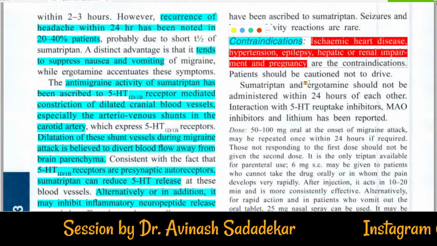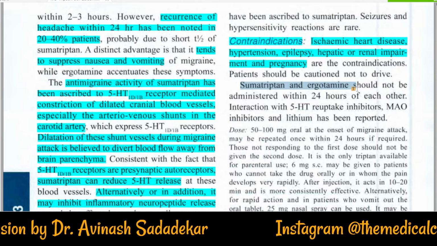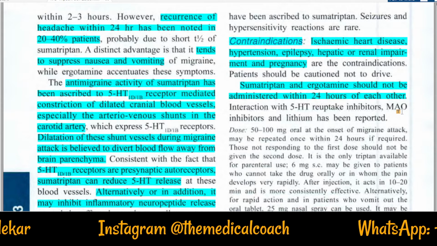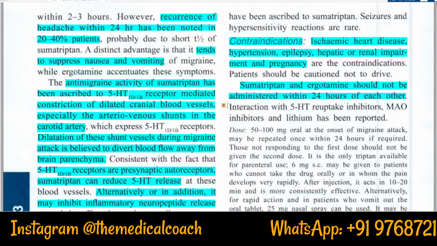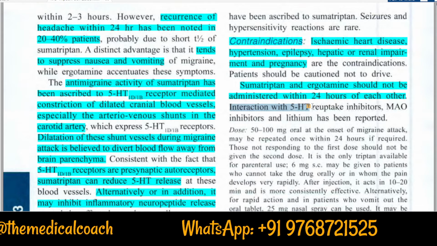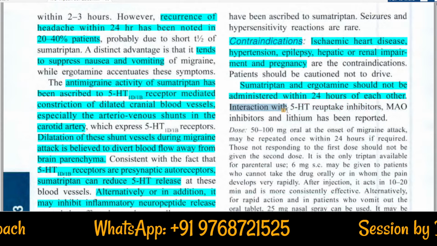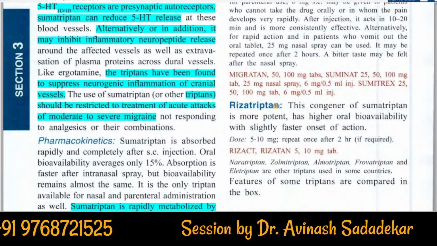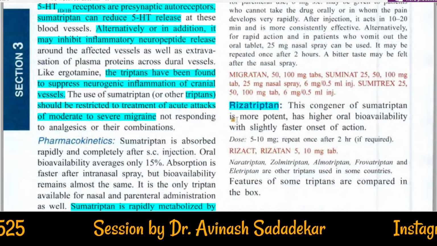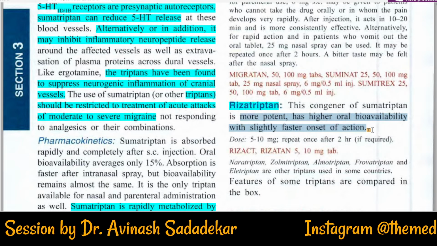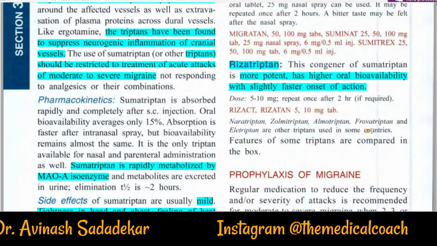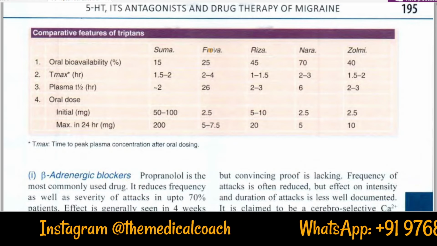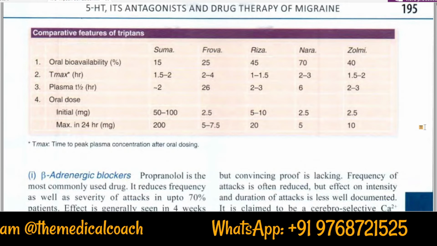Another rule: triptans and ergotamine should not be given within 24 hours of each other. They might cause problems. Another thing is, don't give it with other drugs that act on serotonin, like serotonin reuptake inhibitors, MAO inhibitors, lithium. Getting it? Now compare this with rizatriptan. This is more potent, has a higher oral bioavailability and a faster onset of action, and hence rizatriptan can be given. Then in this box they've given you sumatriptan, frovatriptan, rizatriptan, naratriptan, and zolmitriptan.